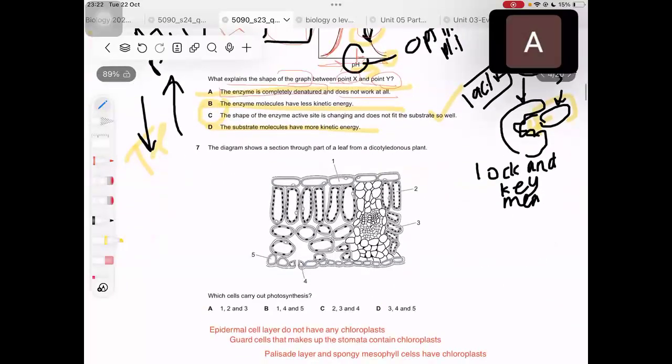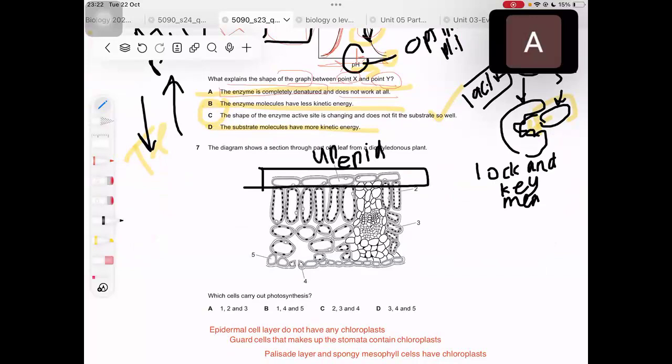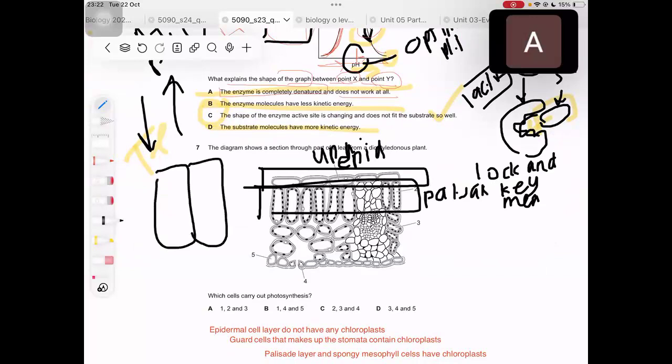All right. Seventh question. The diagram shows a section through part of a leaf from a dicotyledonous plant. Which cells carry out photosynthesis? Right, first let's label these cells. What is this first layer? We know this is the epidermal cell layer, or you can call it the upper epidermis, right? And you can see this layer number 2. It is the palisade mesophyll layer, those elongated cells are palisade mesophyll cells.